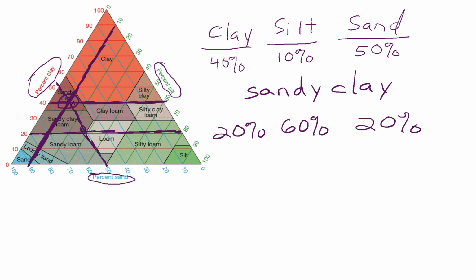Silt, 60%. So that's going to be right here. And 20% sand. And I don't even have to go further. The three of them intersect right there. So that would be silty loam. And that is how you use the soil texture triangle.